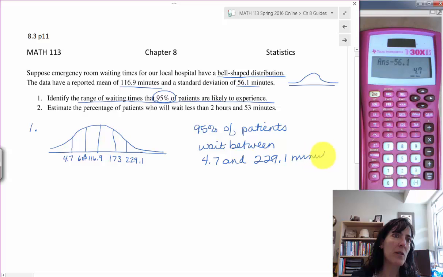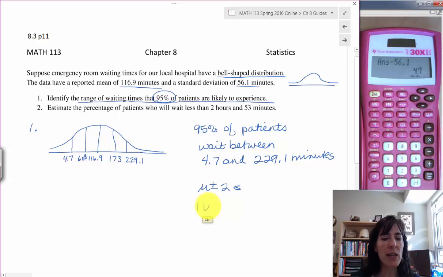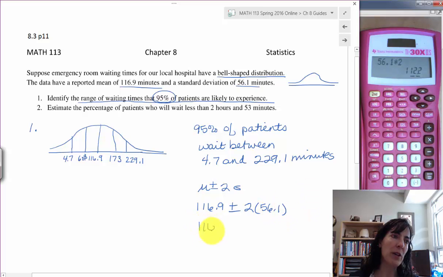229.1 minutes. Note that we could have also found this by knowing that we wanted to do mu plus or minus 2 sigma, and that would be 116.9 plus or minus 2 times sigma, which is 56.1. So it's going to be 116.9 plus or minus 112.2.